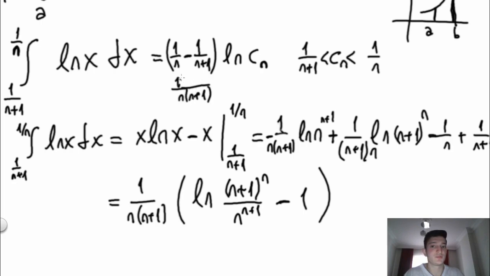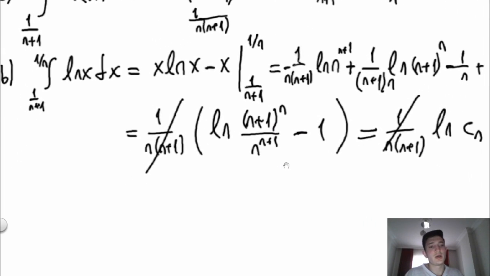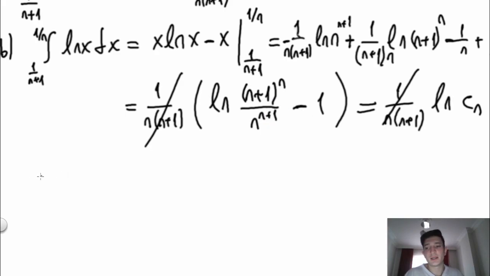So this is just 1 over. So now I'm just using the previous result. This is equal to 1 over n plus 1 times ln cn. And these are the same and they're not 0, so I can cancel them. So now what I get is that ln of cn is equal to this thing.